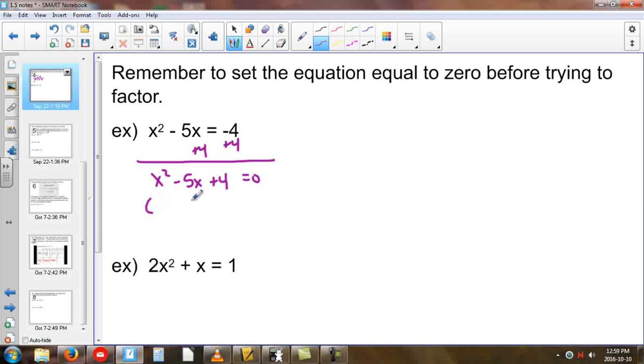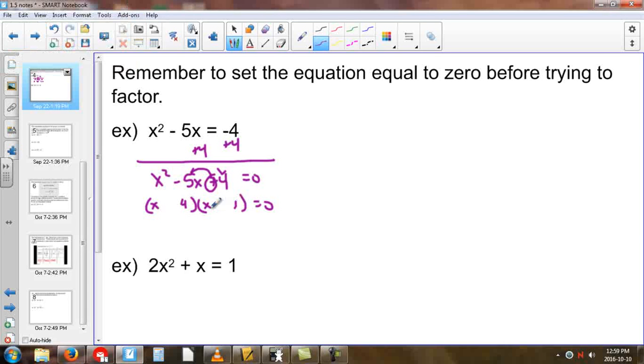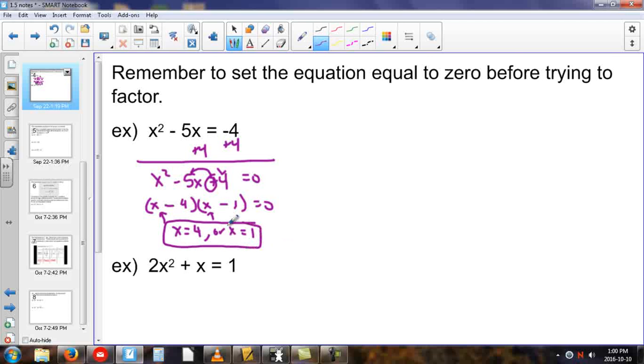And now I'm going to start trying to factor as best I can. I'll get an x and an x. Factors of 4 that add up to 5 would be 4 and 1. And then I just think, okay, the 4 is positive, so the signs have to match here. But in order to get a negative 5, I'd need negative 4 and negative 1. Well, that would mean that x would equal a positive 4, or x would equal a positive 1. Those would be the values that would produce 0.